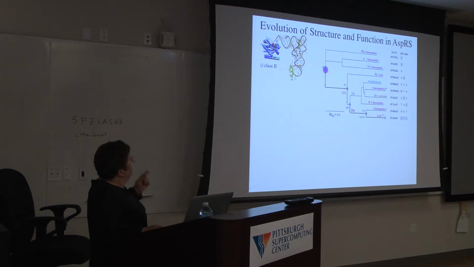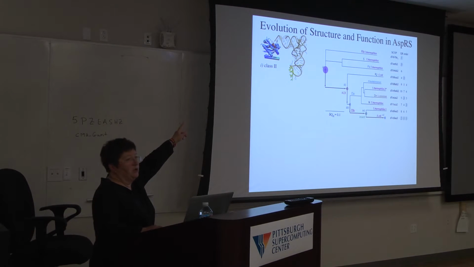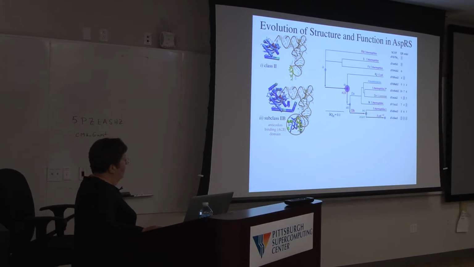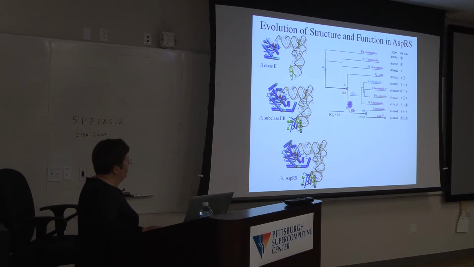So now if we look at what all those have in common, the only thing they have in common is that core domain I just showed you a few slides ago. Let's go down to this branch point. Now they all have added this anticodon domain that interacts with the bottom part of the tRNA, where the anticodons are sitting. And now let's keep going. Let's get closer and closer to the one for bacteria.